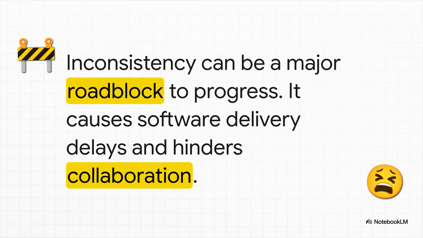And look, this isn't just some small annoyance, it's a huge roadblock. When your software works one way on your laptop, but then behaves completely differently in testing, or worse, in production, well, that kills collaboration and causes massive delays. We call this the developer's dilemma, and for a long time, it was just this constant source of friction in getting software out the door.